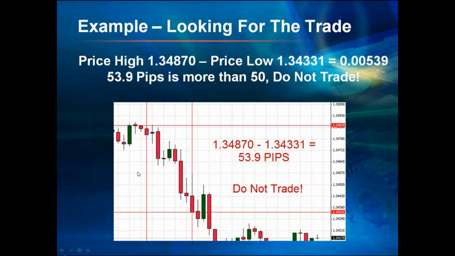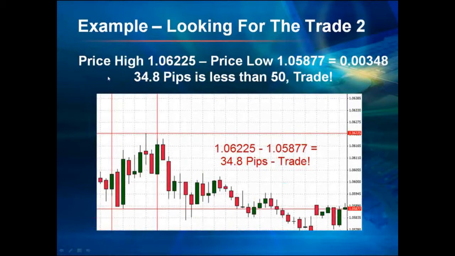Here's our charts like we just set up in MetaTrader. We've got our vertical lines at 1400 and 1600, and we've got our horizontal lines at the low price point and the high price point. So to calculate whether we want to trade here or not, we subtract the low point, 1.34331, from the high point, 1.34870, and in this case that equals 0.00539, or 53.9 or 54 pips if you wanted to round it up, which is more than 50 pips, so we don't want to trade this day. We leave this trade alone.